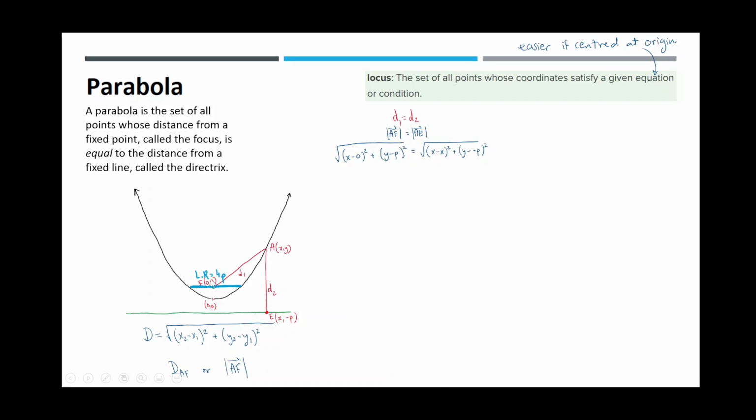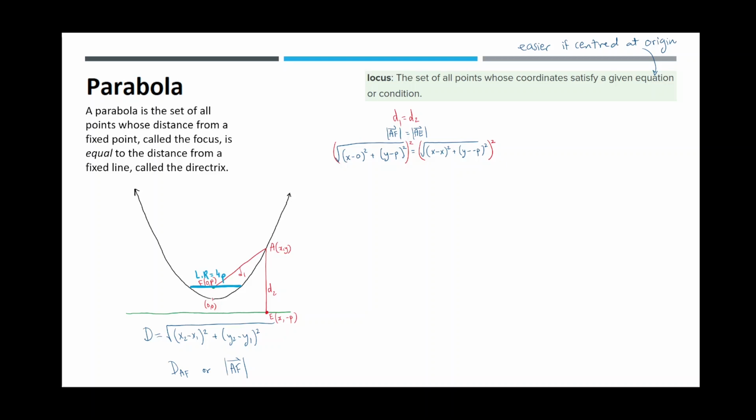So let's take a look from A to F. It's x minus 0 subtracted and squared, plus y minus p, so this is the y over here, this is the p over here, subtracted and squared. Then the distance from A to E. The point E is over here, so x minus x, that would disappear. And then y subtract negative p, so that's a double negative there that we will simplify.